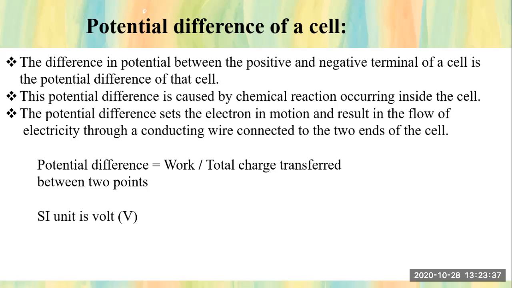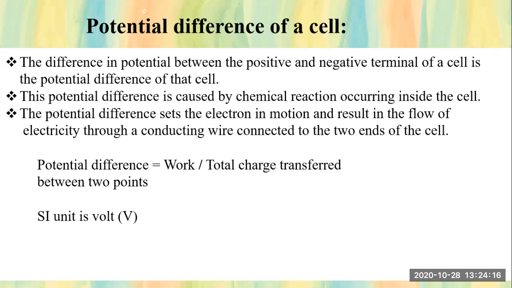Now see, there is one cell, and in the cell there are two ends, positive and negative. When we connect a conducting wire to it, there will be a difference in the potential. Potential difference will occur. As potential difference occurs, electrons will be set into motion. As the electrons are set into motion, we will see the result, that there will be a flow of electricity in the conducting wire. Okay, so this is the concept by which we understood what actually potential difference is.